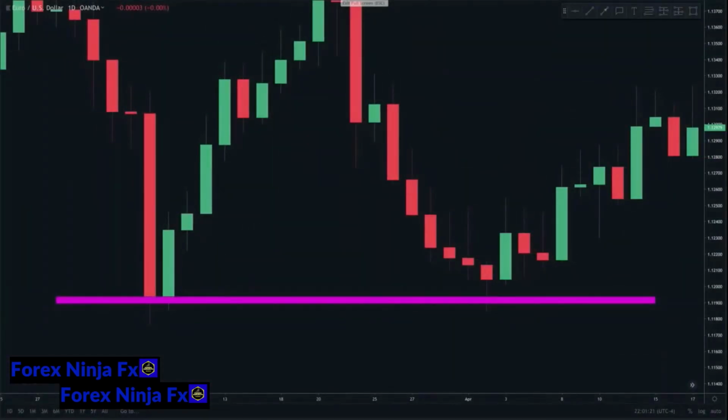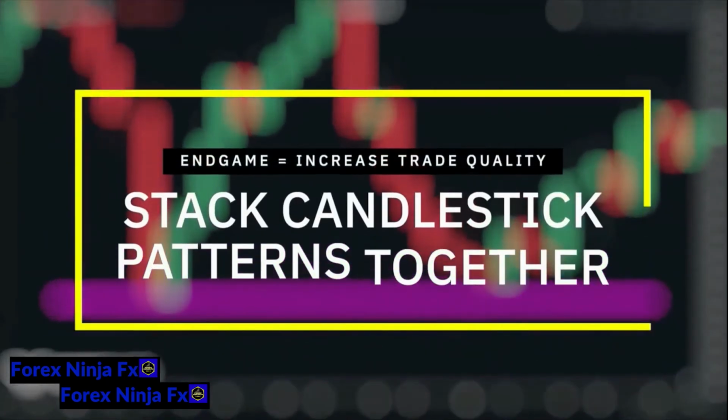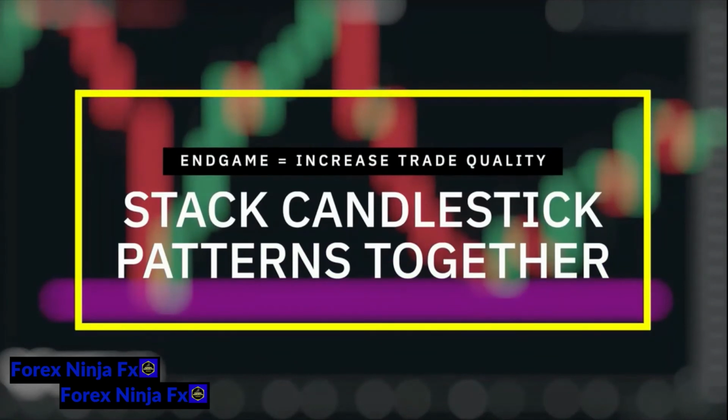Now, in this section, we put it all together. So just like how we showed you in the previous video, how to stack support and resistance trades, you can also stack candle patterns together to increase trade quality.